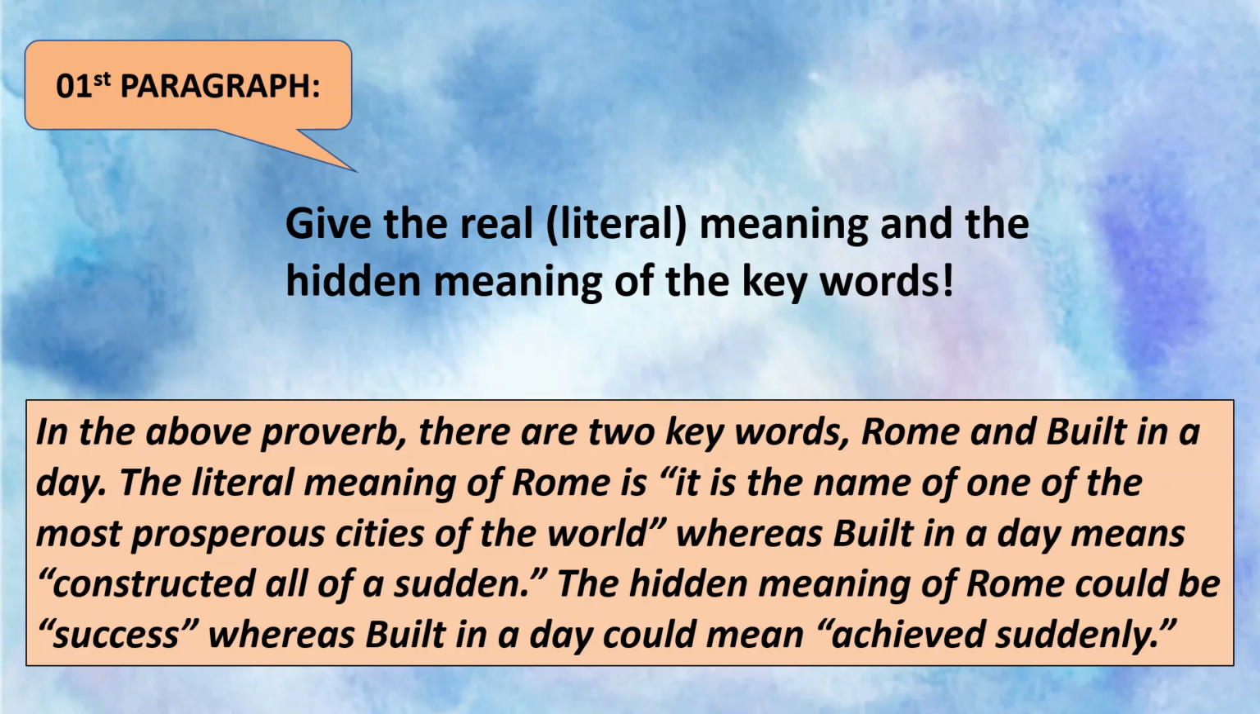So if we combine the three things that we have discussed, what have we done in the first paragraph? In the first paragraph, we started by writing which are the keywords that we have identified. Once written, you will first explain the real literal meaning of the identified keywords and continue by giving the hidden meaning of the same keywords. Easy, isn't it? Now, let us move to paragraph number 2.